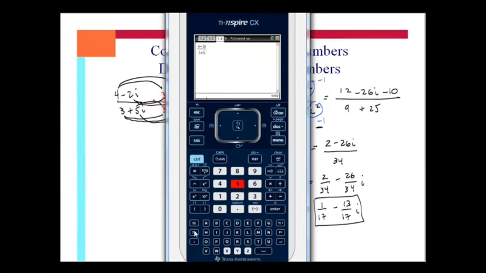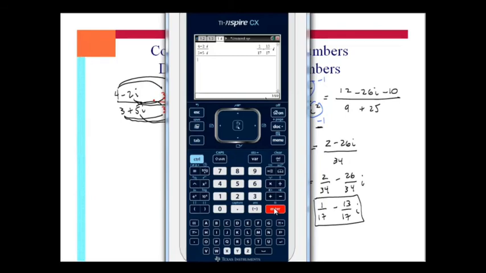And again, we grab the value for i. And we press enter, and that should give us the result, the division of the complex numbers. Now, if we compare the answers here with what we got, 1/17 minus 13/17i, they're exactly the same.